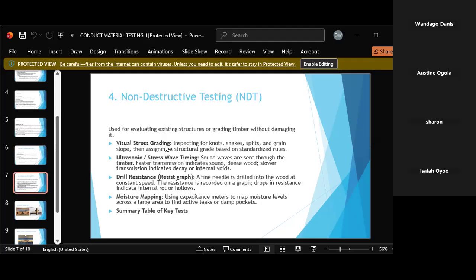The last test is the non-destructive test. Here is where we use it for evaluating existing structures or grading timber without damaging it. Okay, how? One, we use visual stress grading. We can also use ultrasonic or stress wave timing. We can also use drill resistance and moisture mapping.